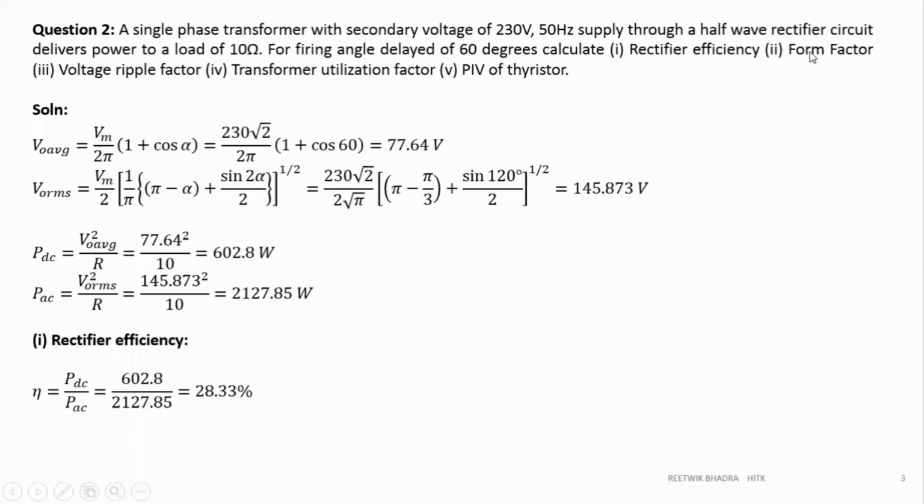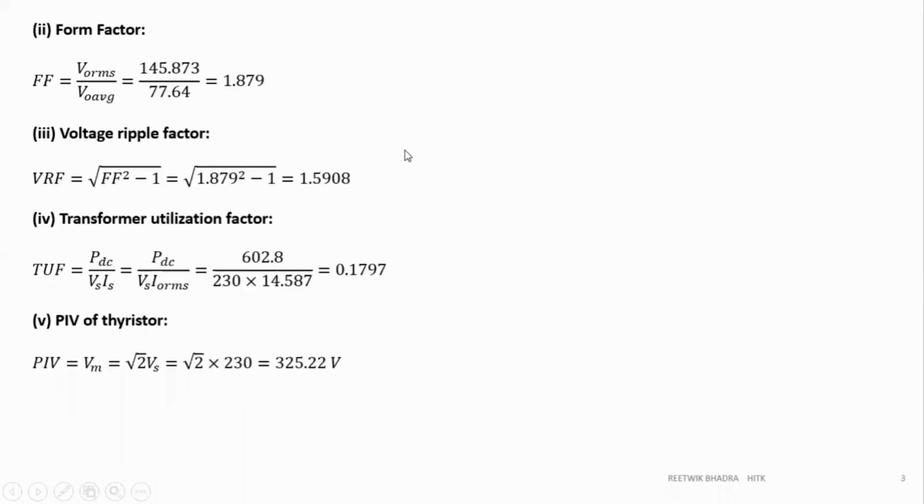Form factor you know, RMS by average value. What is RMS? 145. What is average? 77. So 145 by 77 will give you 1.879 form factor. Voltage ripple factor is given by square root of FF square minus 1. FF is already calculated, you can do this calculation. Transformer utilization factor is given by PDC by VS I naught RMS. Put the value of PDC, put VS, put I naught RMS, get your value.